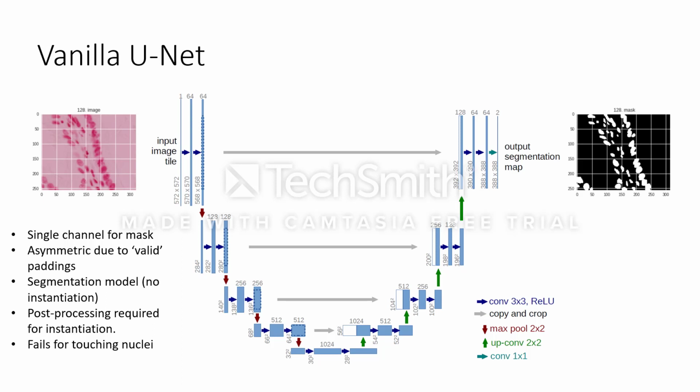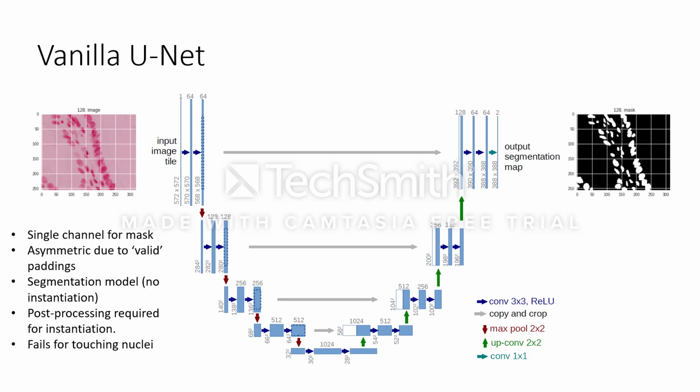This model is not used for instance segmentation. It outputs an image segmentation instead. Therefore, post-processing is required for instantiation. Some post-processing methods are the Random Walker algorithm and the watershed algorithm. One of the main problems of the UNet is that it fails to predict well when nuclei are touching.